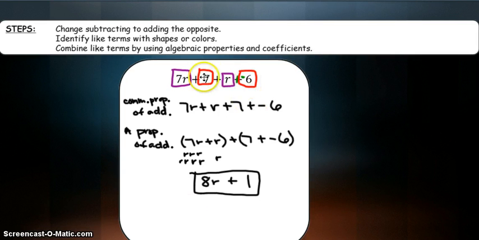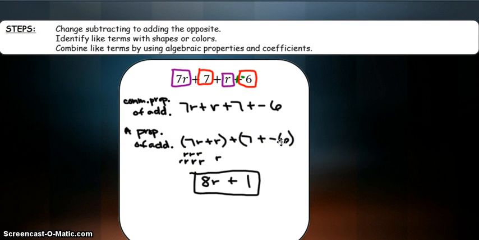Alright, so first we color-coded it. The next one we'll do by, well, first we added the opposite, then we color-coded it. Use the commutative property of addition and the associative property of addition to combine those like terms. We did 7r plus r is 8r. 7 plus negative 6 is 1.